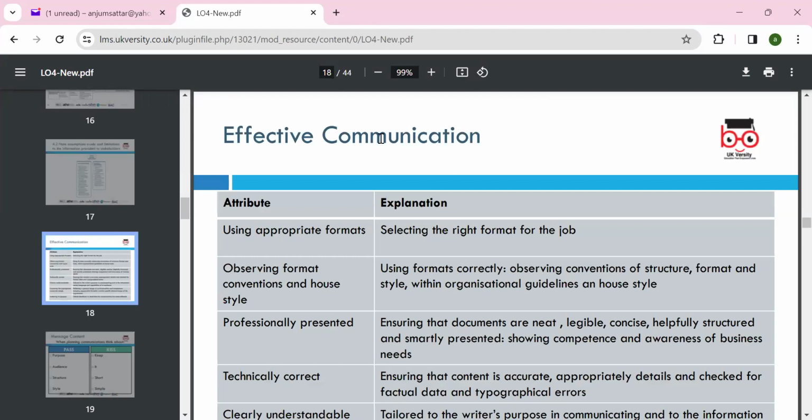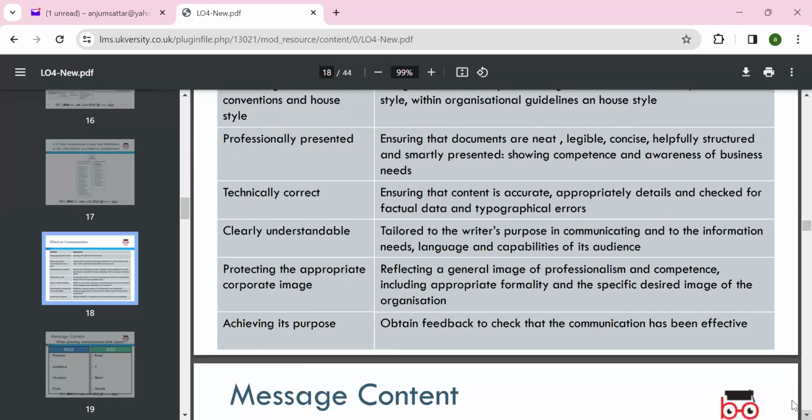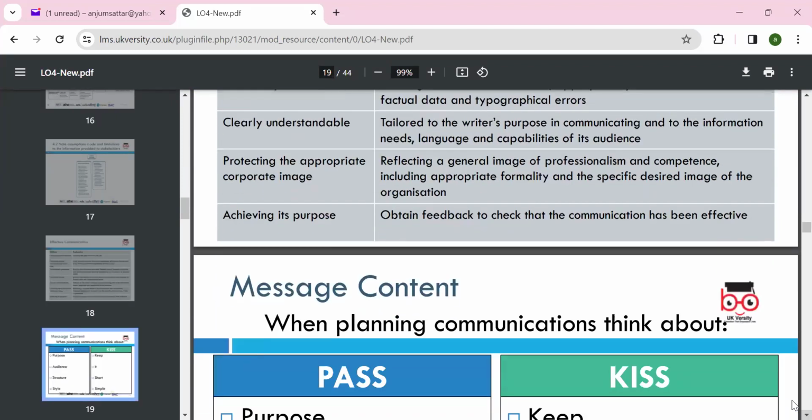We can look around using the appropriate format, observing the format and different styles, and the letters need to be properly communicated. Technical terminologies all need to be explained clearly, so that people who have basic knowledge can understand what we are saying in accounting and taxation terms. This protects an appropriate corporate image, because proper communication will help achieve its purpose, which needs to be effective.